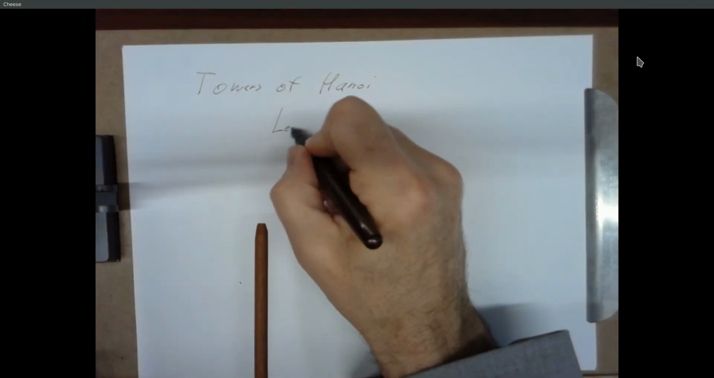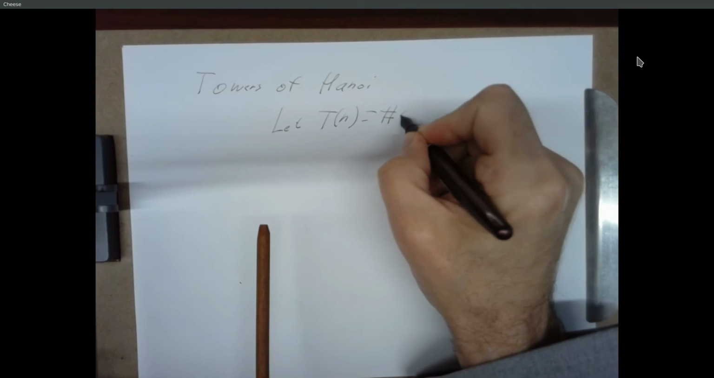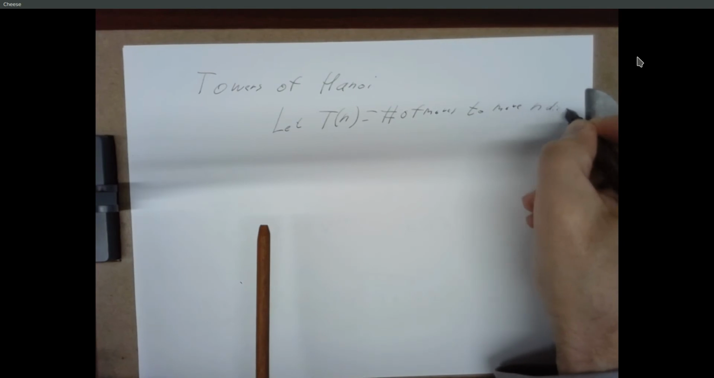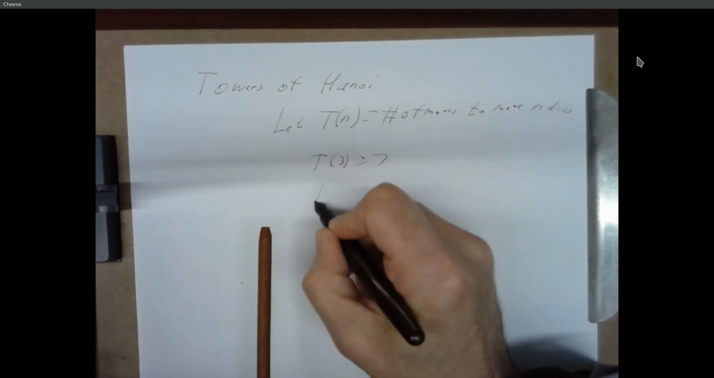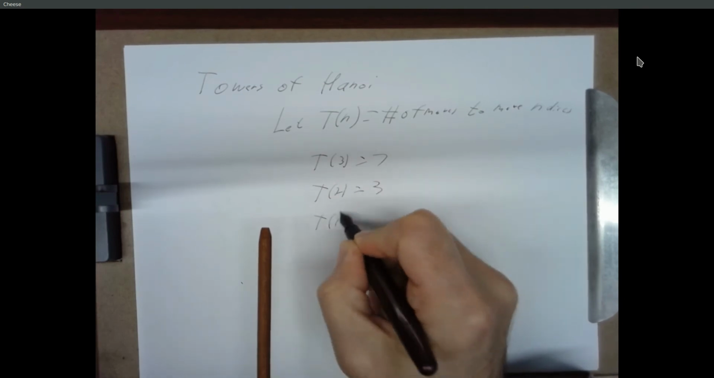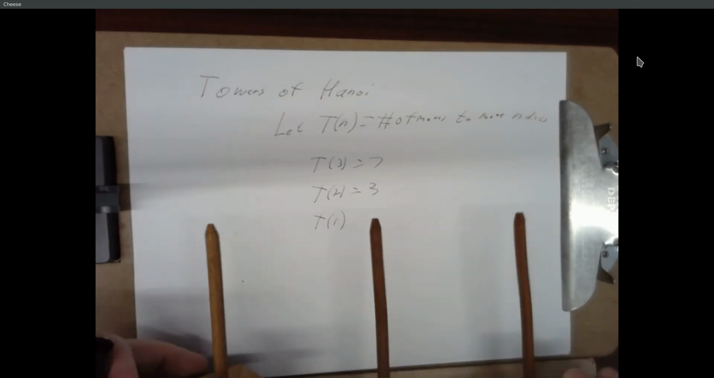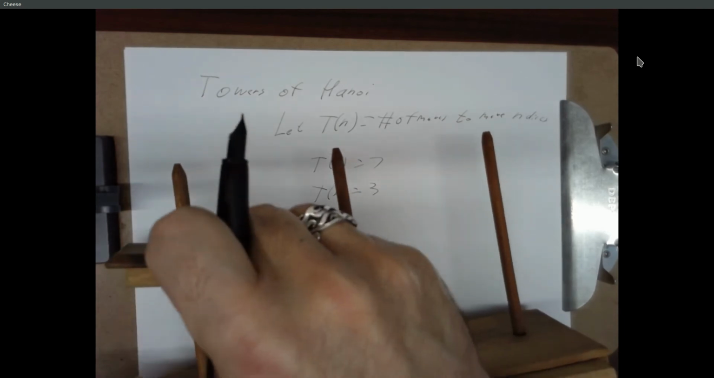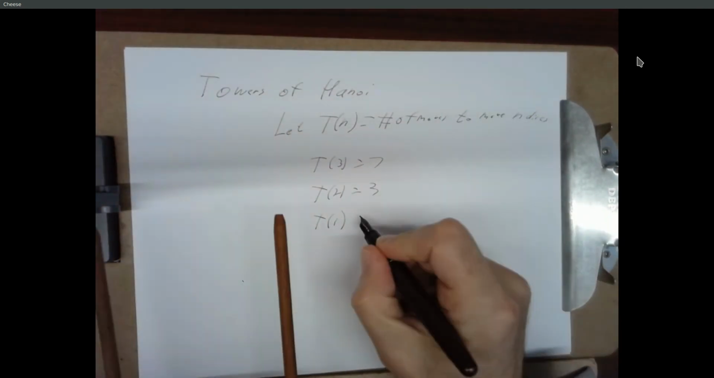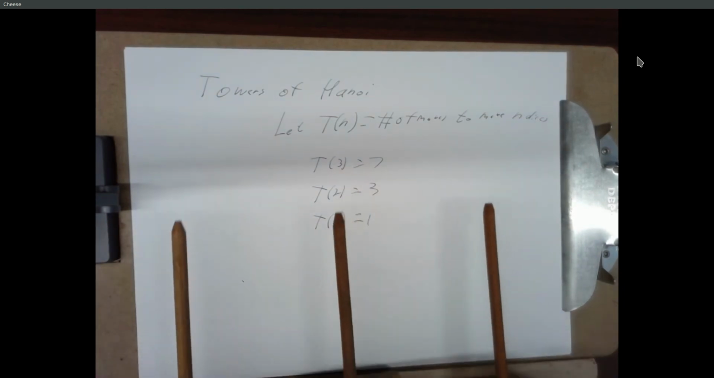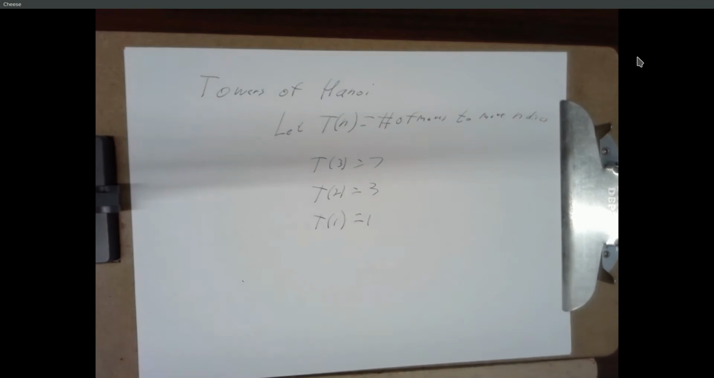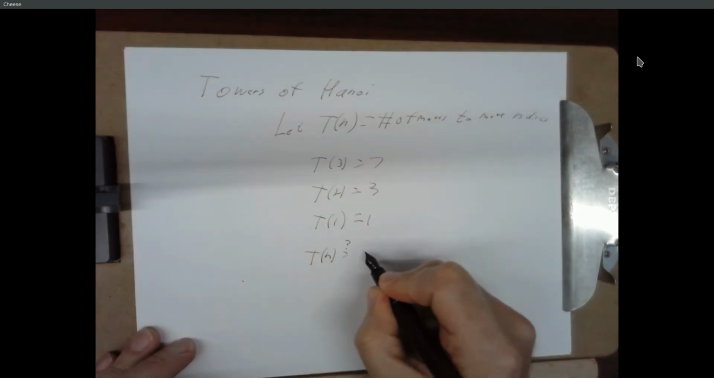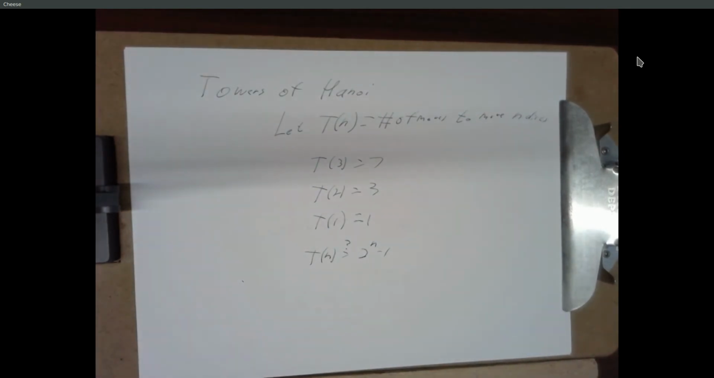So let T of n be the number of moves to move n disks. So T of 3 was equal to 7. T of 2 was equal to 3. T of 1, what do you think that's equal to? If I only have one disk, I just want to move it from one pole to another. How many moves does that take? It takes 1 move. Just pick it up, put it somewhere else. So T of 1 is equal to 1. So any theories what T of n is in general? Kind of looks like 2 to the n minus 1.